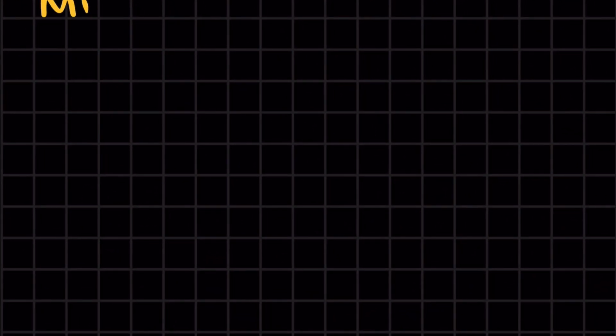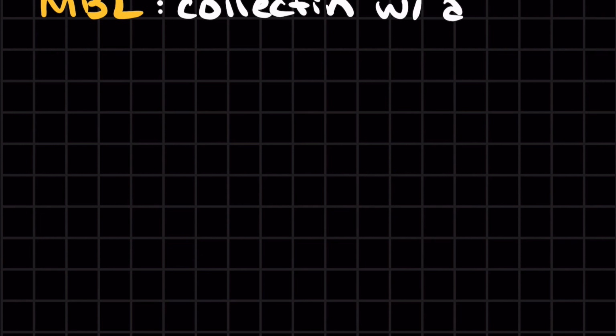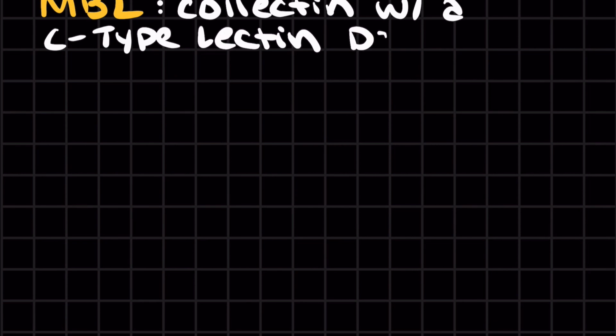The first one is MBL. And MBL belongs to a class of proteins called a collectin. Specifically, this collectin has a C-type lectin domain. And we'll see what that looks like shortly. But let's discuss now, what does that C-type lectin domain bind? And what does MBL in general bind?